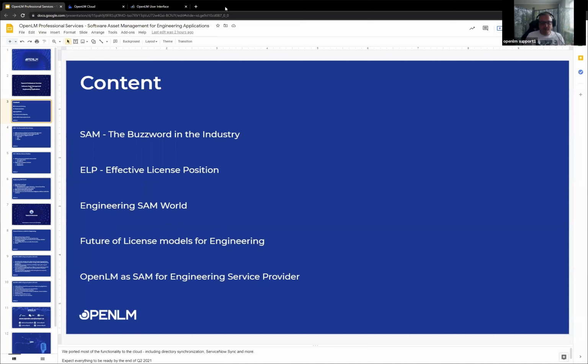So what's the content for the presentation? First is the SAM, Software Asset Management. It's the buzzword of the industry in the latest years. ELP, the effective license position, which goes towards the SAM, which every SAM manager is actually very familiar with. How the SAM works in the engineering license world, future of the license models for engineering, and then wrap it up with talking a little bit about OpenLM as the software asset management for engineering service provider.